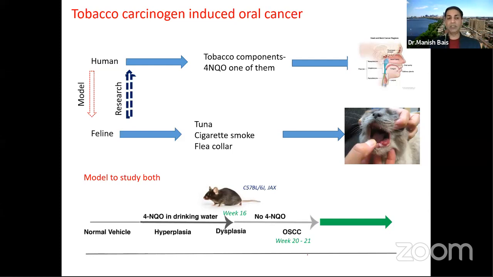On the other hand, the feline could be a very good model because it develops naturally occurring oral squamous cell carcinoma. We can do experimentation in this model and then take this information back to the human patient, because of course we cannot test every drug in humans before it is tested extensively. Most labs use a mouse model, the 4-NQO model. 4-NQO is a component of cigarette or tobacco smoke, and when we expose mice to it in drinking water, they develop oral cancer. This mouse model is a good model, but it is mostly a homogeneous model.